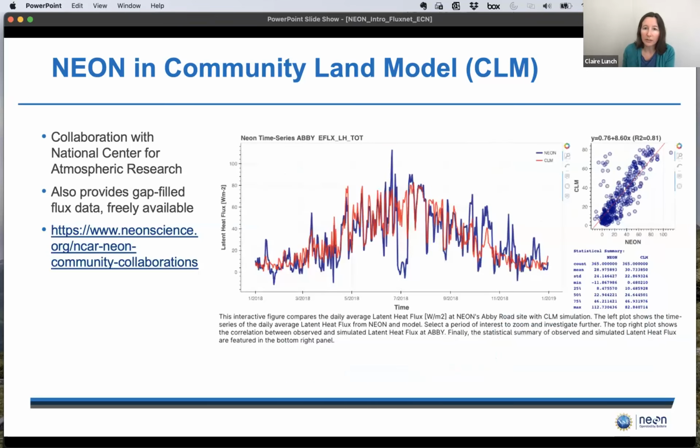There's also a little interactive tool that lets you look at a comparison between fluxes measured by NEON and fluxes predicted and estimated by the Community Land Model. So that's, I think, a really interesting project if you're interested in larger scale land surface modeling.